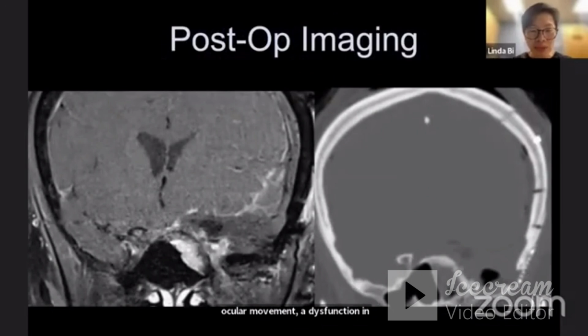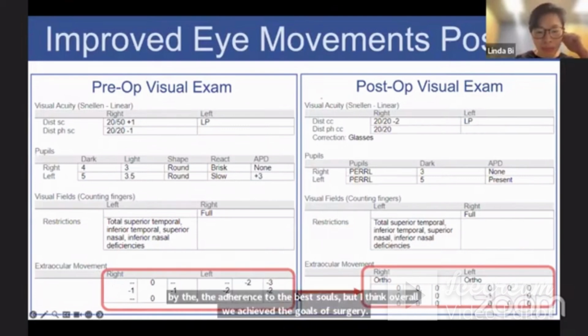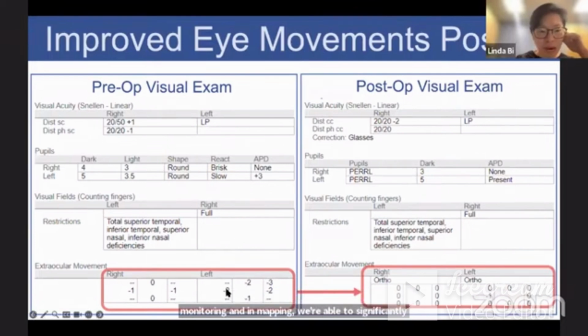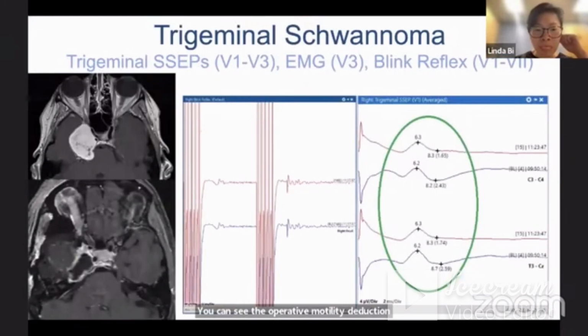The extent of the resection, at least through the transcranial approach segment of this, is really limited in some ways for me by the adherence to the vessels, but I think overall we achieved the goals of surgery. But most reassuringly for this patient is that with the appropriate monitoring and mapping, we were able to significantly improve her extraocular movements despite the encasement by the tumor. You can see the preoperative motility duction measurements versus they're almost perfect on the early postoperative visual exam.